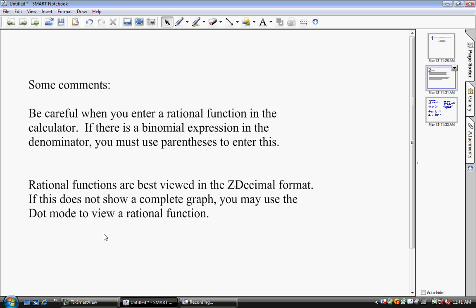You want to be careful when you enter a rational function in the calculator. If there is a binomial expression in the denominator, you must use parentheses to enter this, and I'll demonstrate this with a few examples. Rational functions are generally best viewed when you use the ZDecimal format, but that does have some limitations. Obviously the window is not going to be very large, so if it doesn't show you a complete graph, you can also use the dot mode to view a rational function.